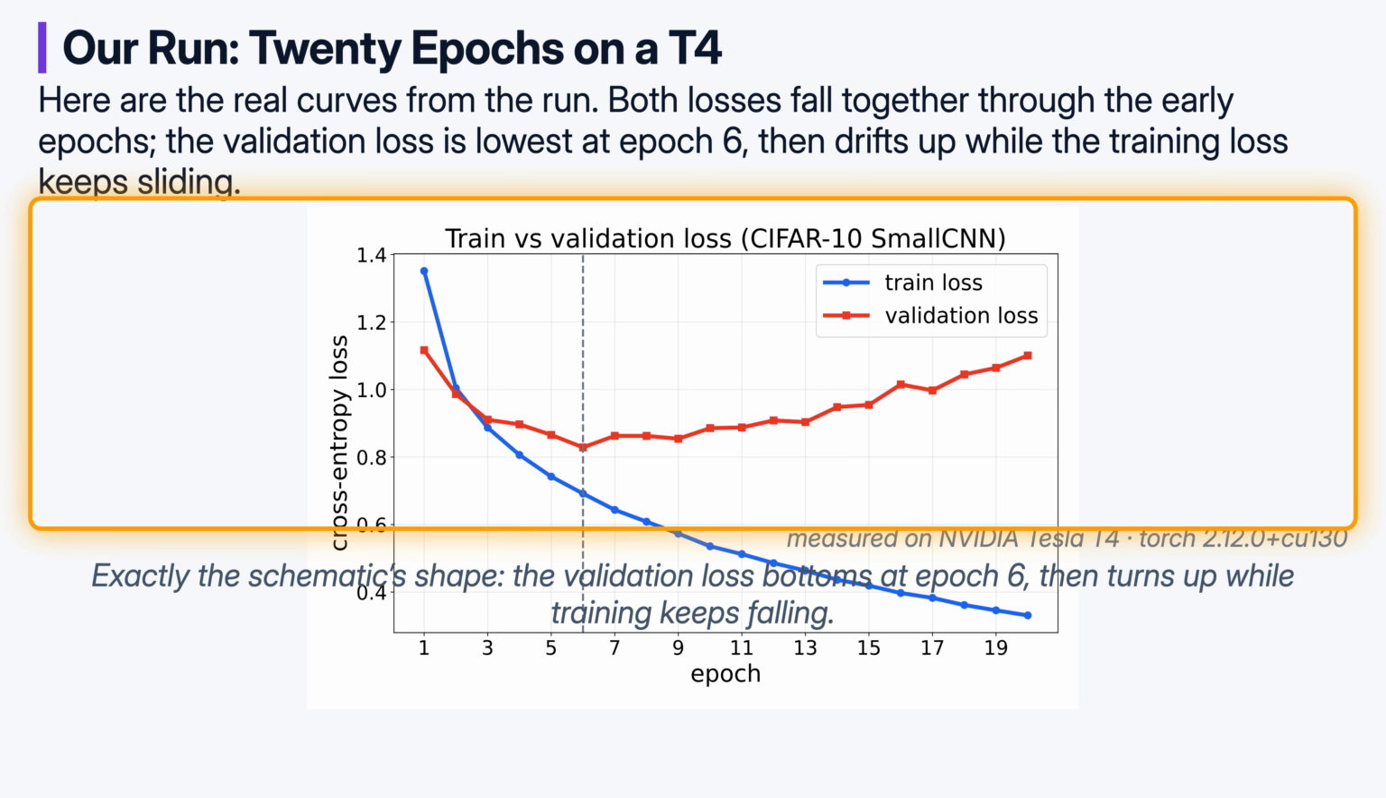These are the real curves from our run. The shape the sketch promised is exactly what happens. Both losses fall together through the early epochs. The training loss keeps sliding the whole way down. It falls from about 1.35 to about 0.33. But the validation loss bottoms out at epoch 6, marked with the dashed line. Then it climbs back up to about 1.1. From that point on, more training is making the model worse on held-out data, not better.